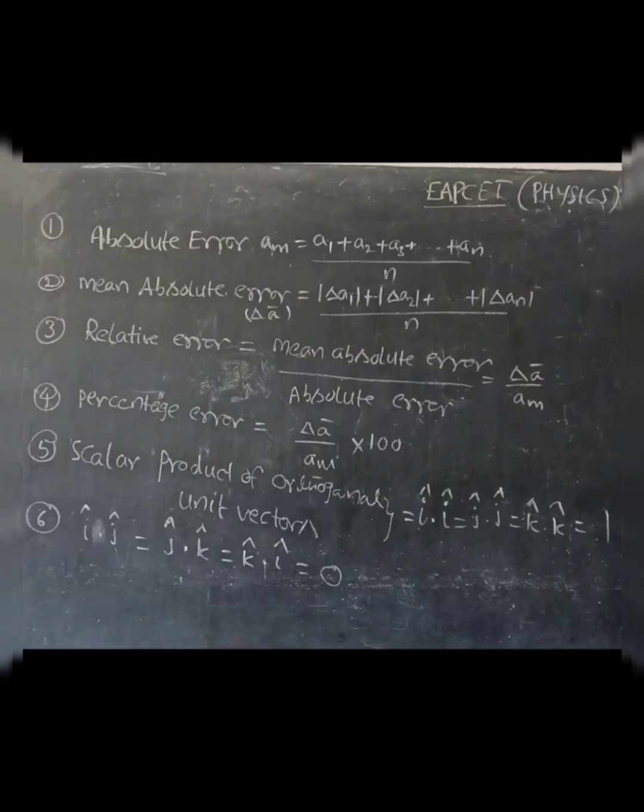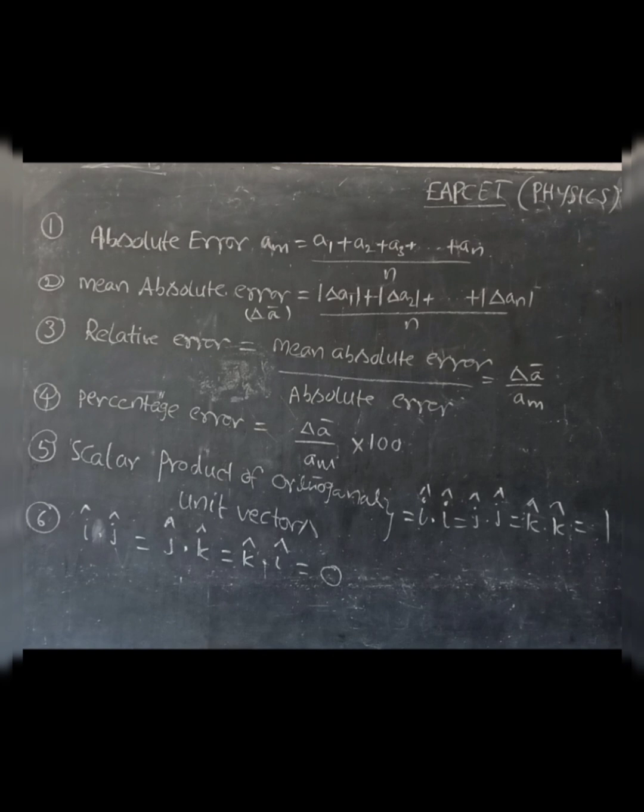Absolute error is equal to A1 plus A2 plus A3 plus and so on up to An, by n. Mean absolute error is equal to mod delta A1 plus mod delta A2 plus up to mod delta An, by n. Relative error is equal to mean absolute error by absolute error. Percentage error is equal to mean absolute error by absolute error into 100.